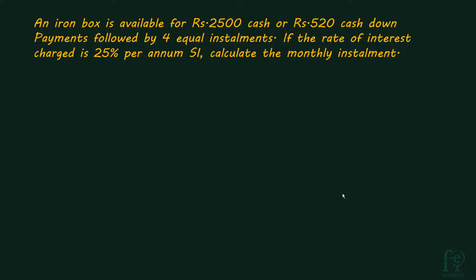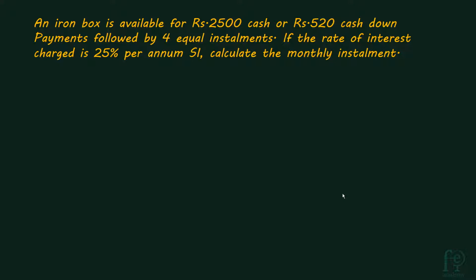So today's question is, an iron box is available for rupees 2500 cash or rupees 520 cash down payment followed by 4 equal installments. If the rate of interest charged is 25% per annum, calculate the monthly installment. So here you are asked to find out the monthly installment. So how is it working?